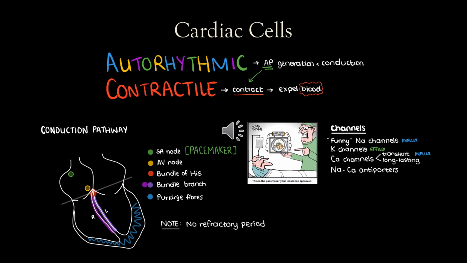The autorhythmic structures of the heart make up something called the conduction pathway, which is the pathway along which action potentials, or electrical activity, is conveyed so that it is able to reach all the chambers and all the cells of the heart to ensure coordinated contraction of the cardiac muscles, and therefore that the heart is able to do what it does best, which is supply your body.